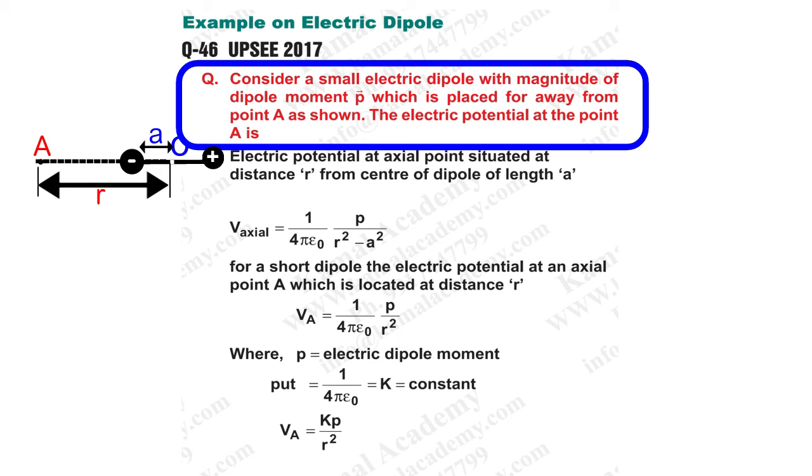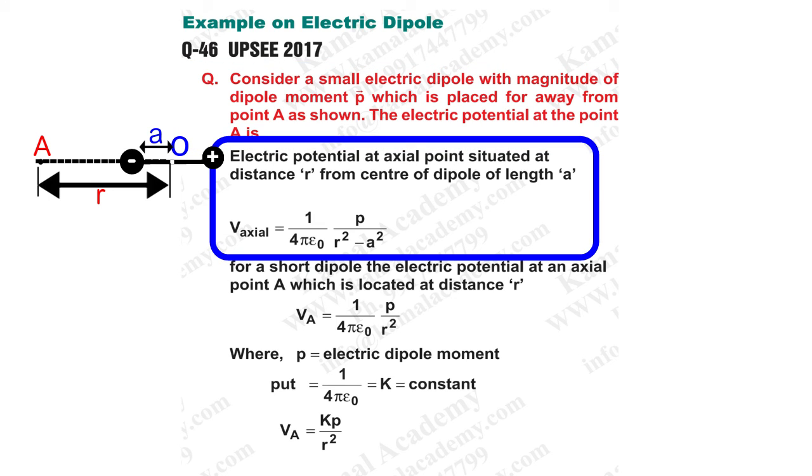This is question 46 asked in UPSEE examination 2017. Consider a small electric dipole with magnitude of dipole moment p, which is placed far away from point A as shown. The electric potential at the point A is. So in this question we are provided a short electric dipole of dipole moment p. We have to determine the electric potential at point A, which is on the axis of the short dipole at a distance r from the center O of the electric dipole.